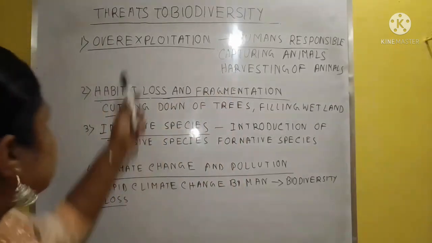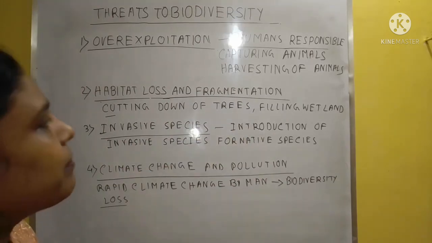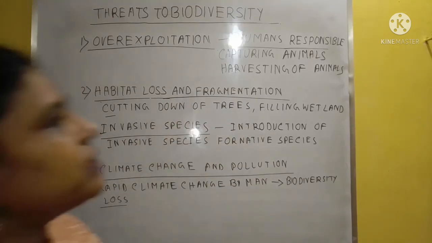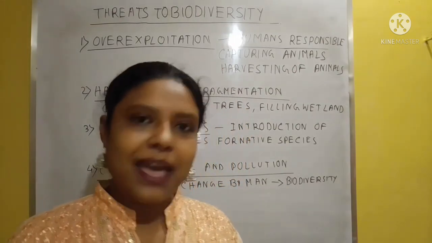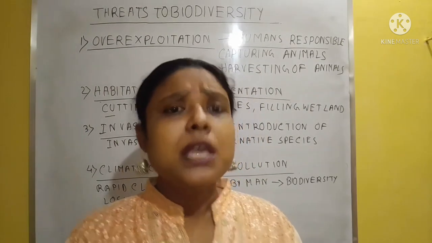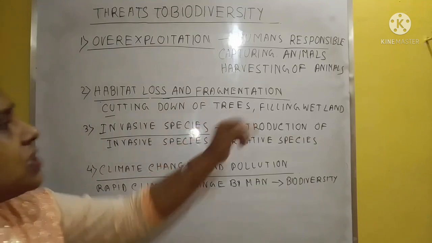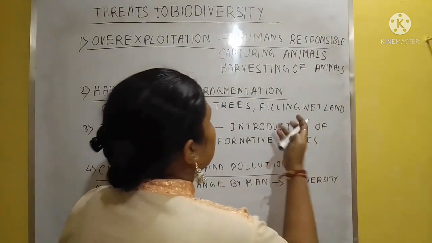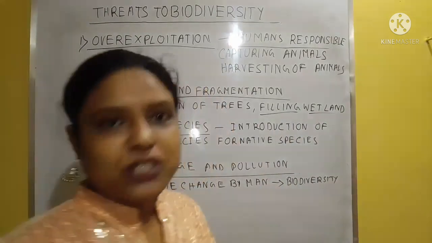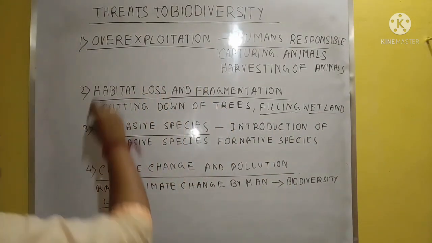Clear? The second one is habitat loss and fragmentation. Habitat loss and fragmentation means you just imagine some species remain in a particular habitat, and in a certain situation the habitat is lost. Habitat loss is possible in every condition. That means the cutting down of trees or the filling of wetlands, obviously for the purpose of humans. So this is habitat loss and fragmentation.